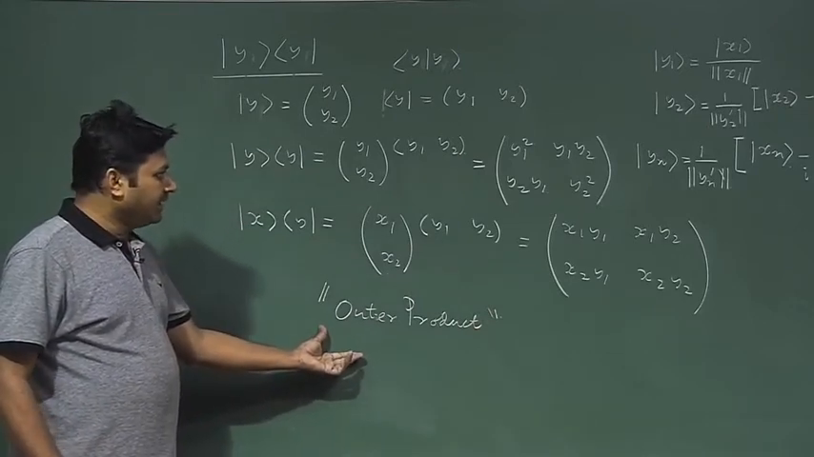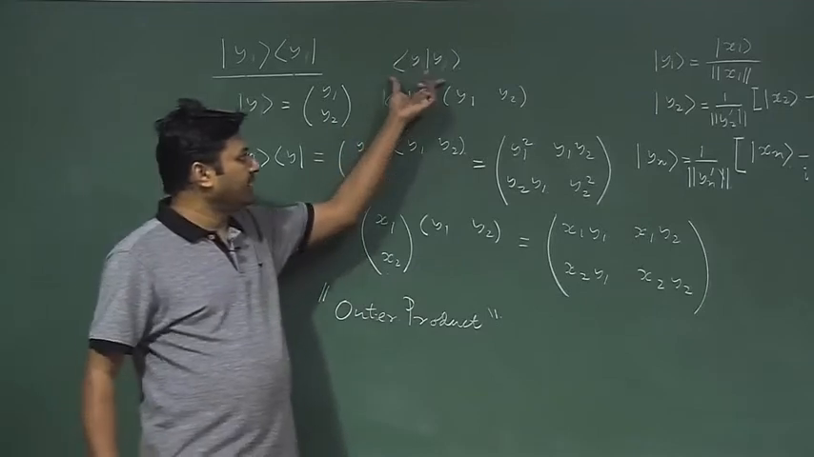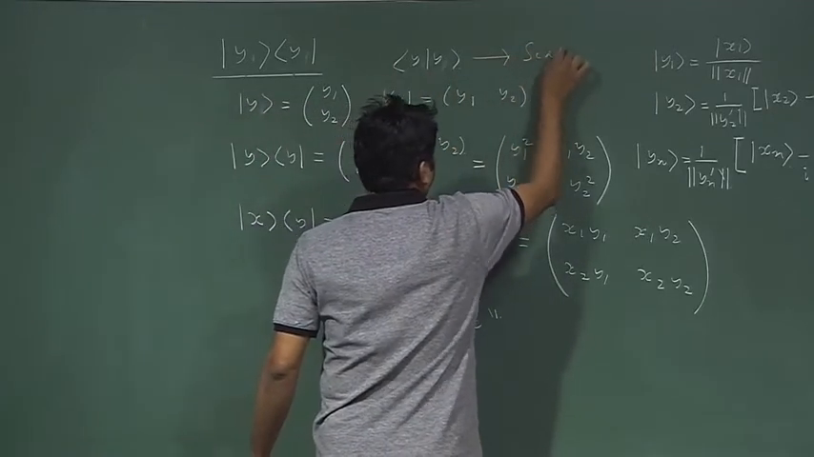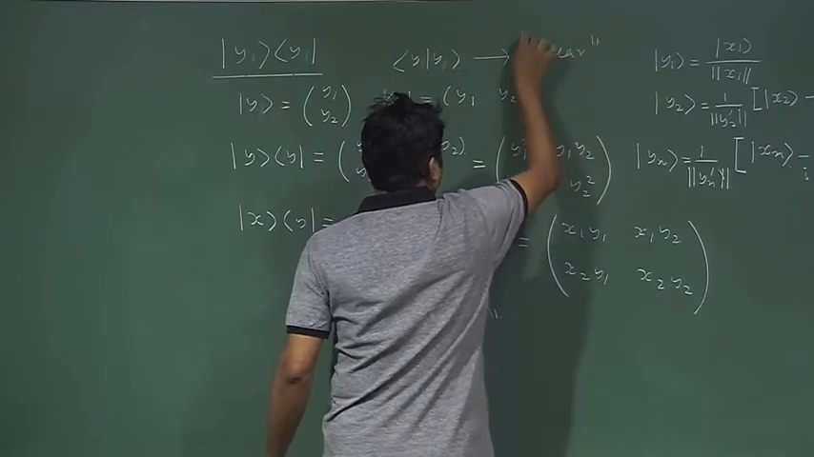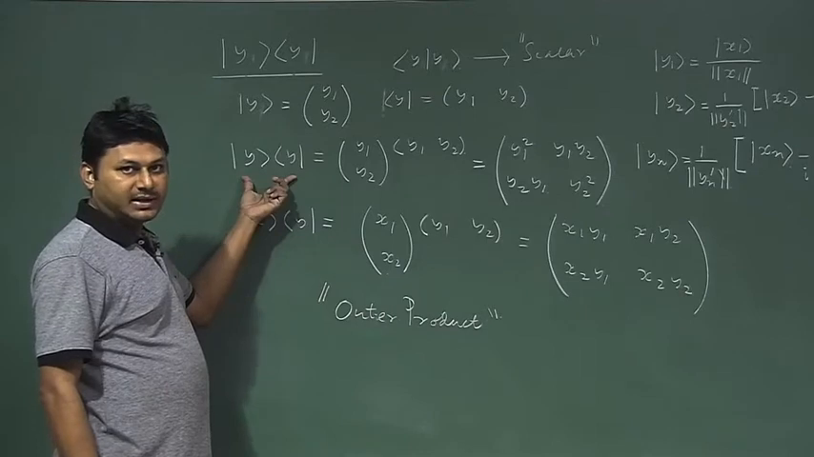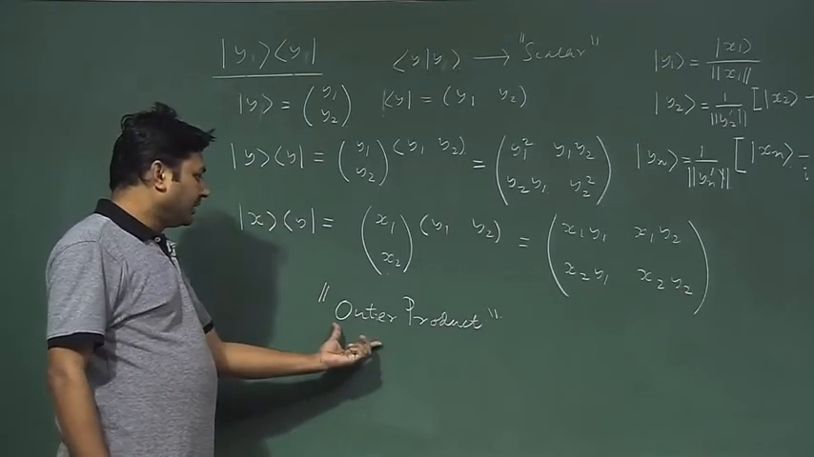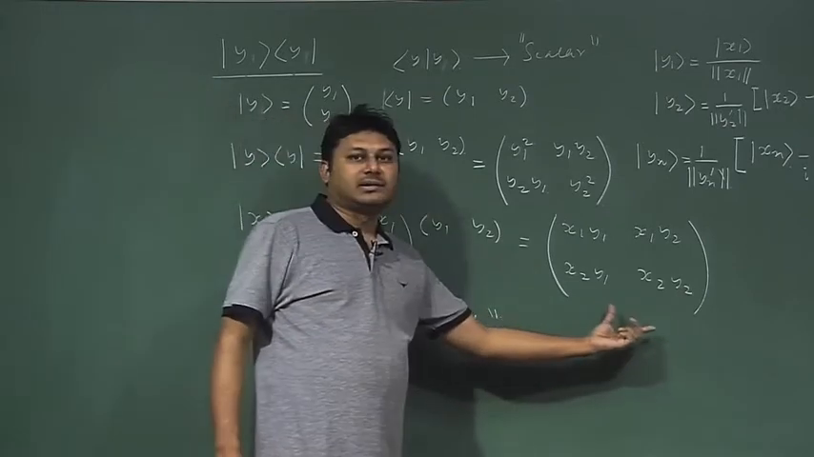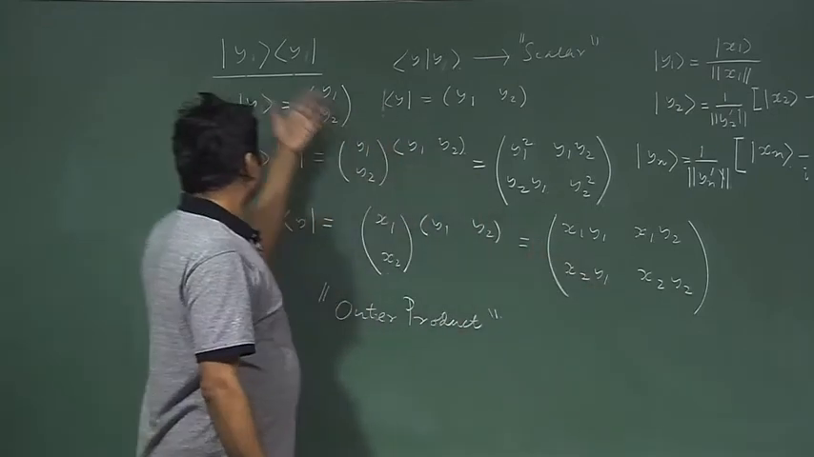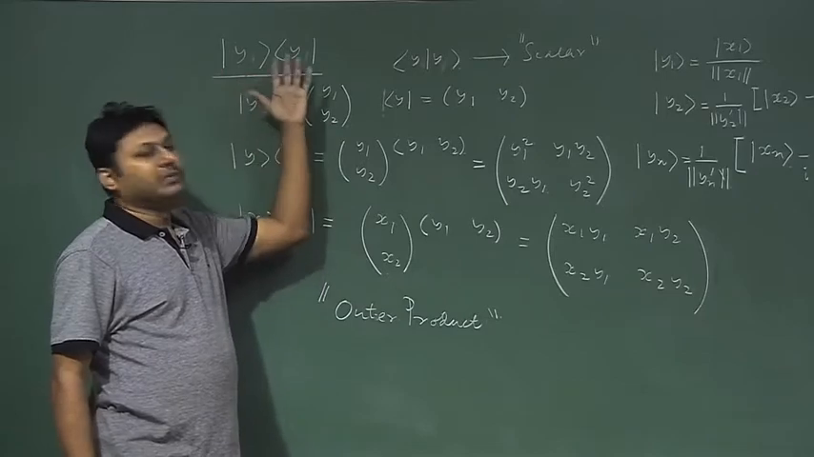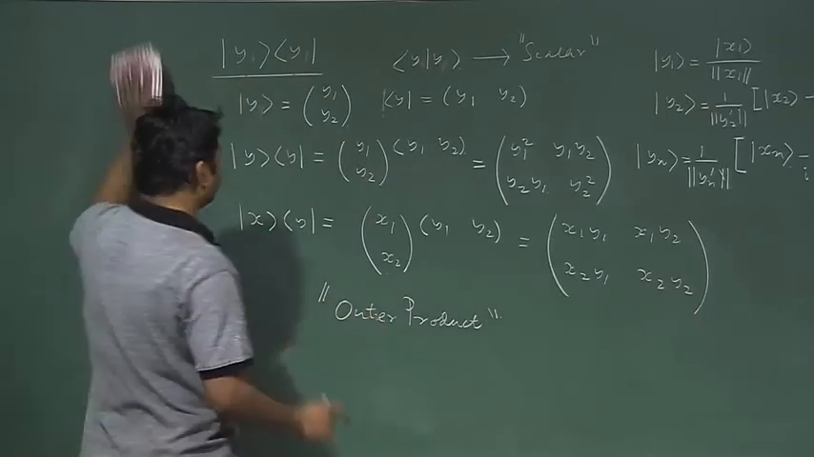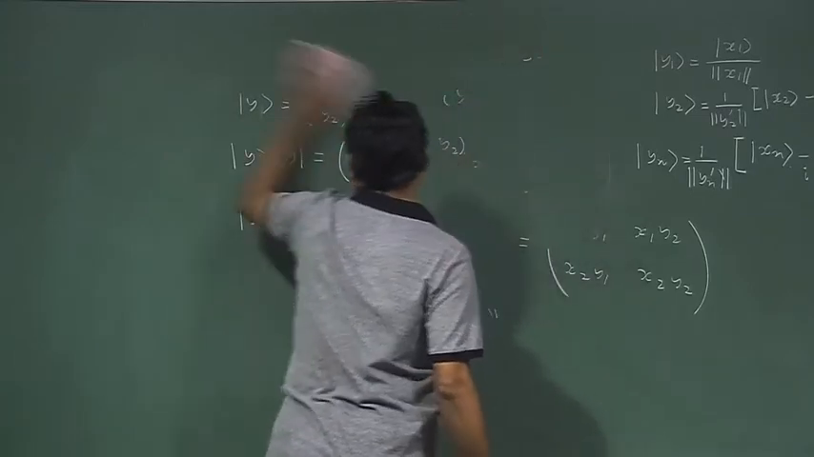The inner product gives us a scalar, which we know. When I do the outer product of two vectors in this way, I get a 2x2 matrix, which behaves like an operator. This is something that is operating over something. So what is the meaning of this in the Gram-Schmidt orthonormalization process? Let us try to find out.